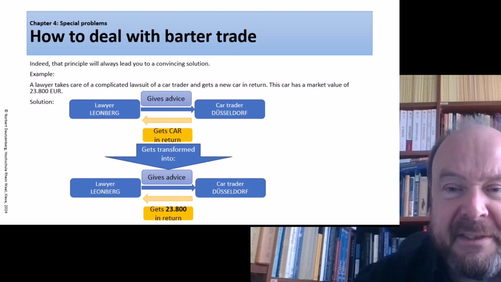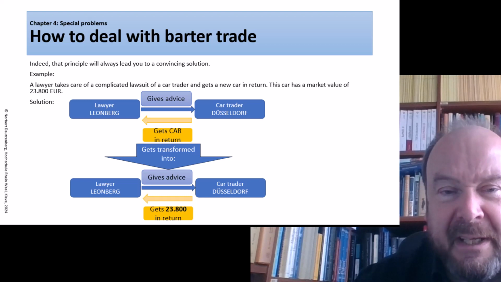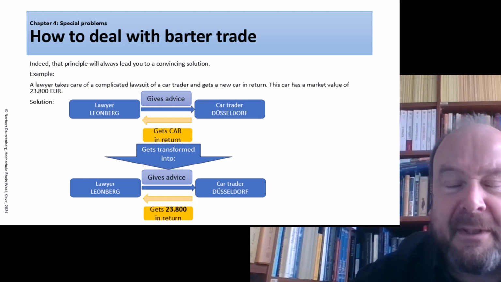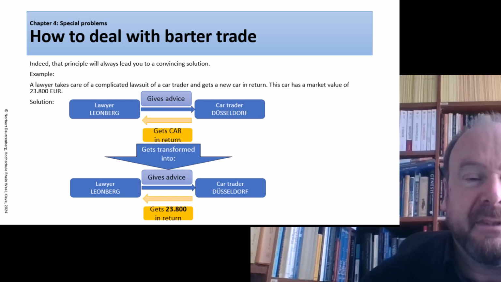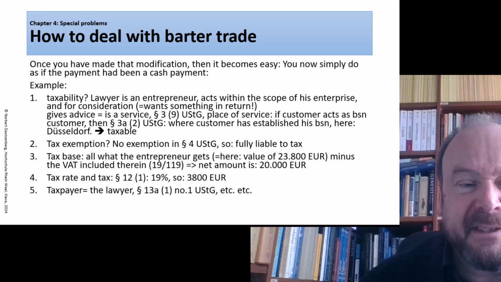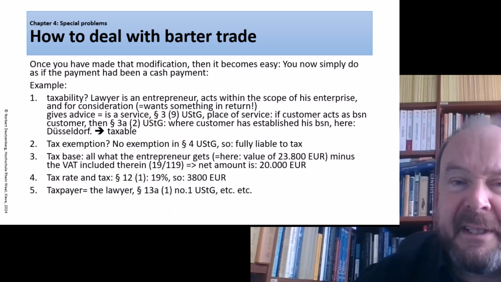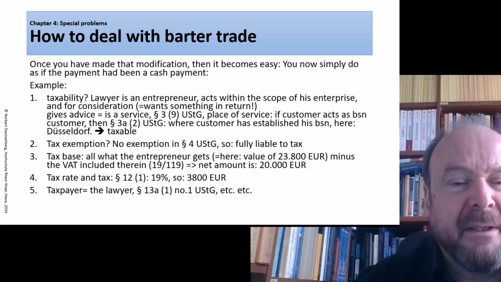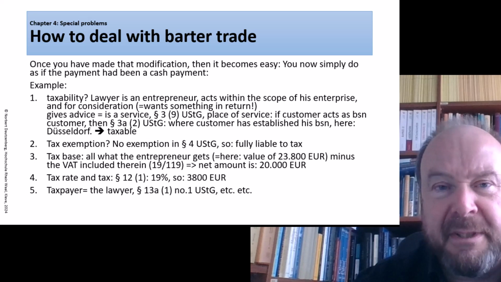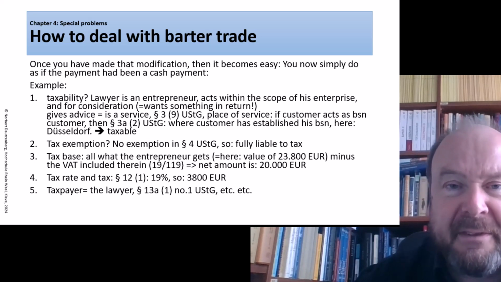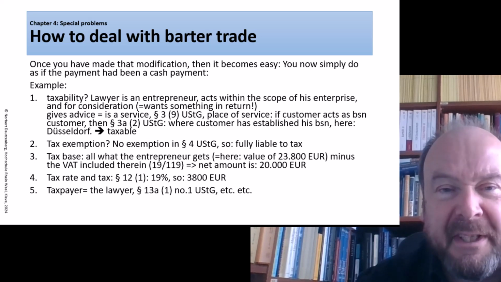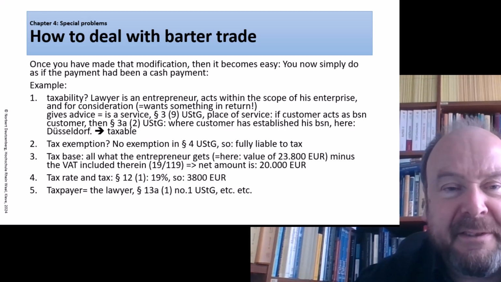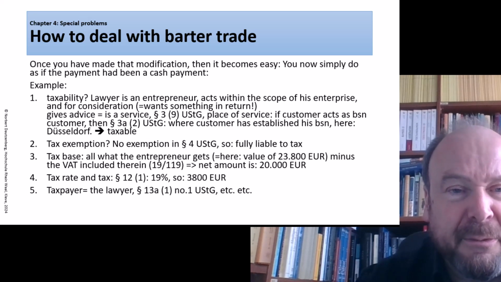Well, that's just according to the usual formulas. 23,800, if you sell something, the cash which you get is a gross price, so we have to deal with that just according to the usual testing scheme. Now it's easy. Taxability: the lawyer is an entrepreneur. He acts as a lawyer. Giving legal advice is his main business. He acts for consideration because he wants something in return, not cash, but a car. He has a service, and the place of the service is to be determined according to the usual rules.